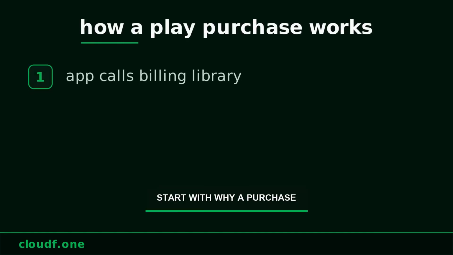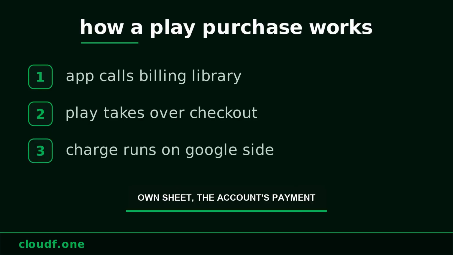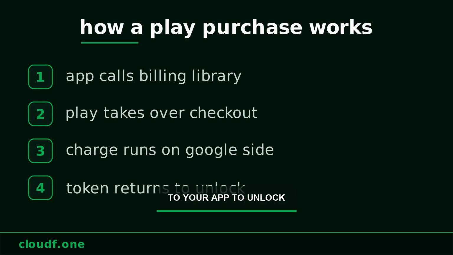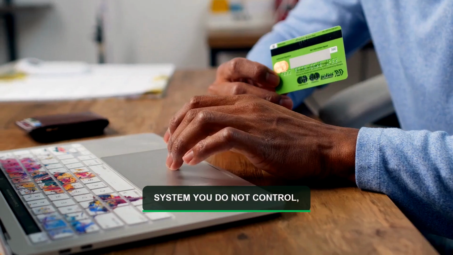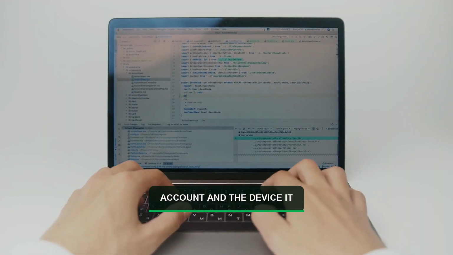Start with why a purchase is different from the rest of your testing. A normal UI test drives your own screens, but a purchase hands control to Google Play. Your app calls the billing library, Play takes over with its own sheet, the account's payment methods appear, the charge happens on Google's side, and only then does a purchase token come back to your app to unlock the content. You are testing a flow that lives half inside your app and half inside a system you do not control, and that system decides what to show based on the account and the device it trusts.